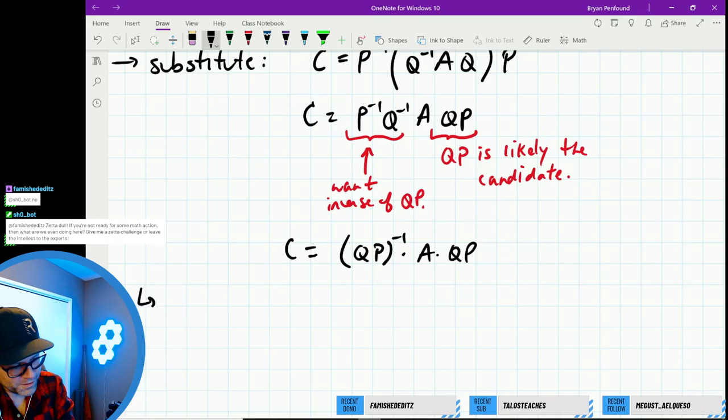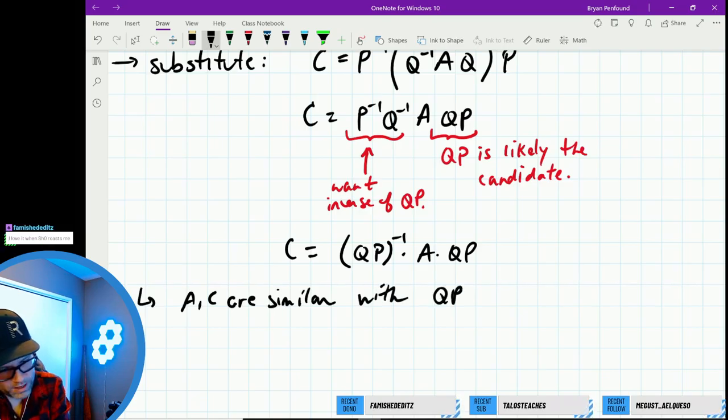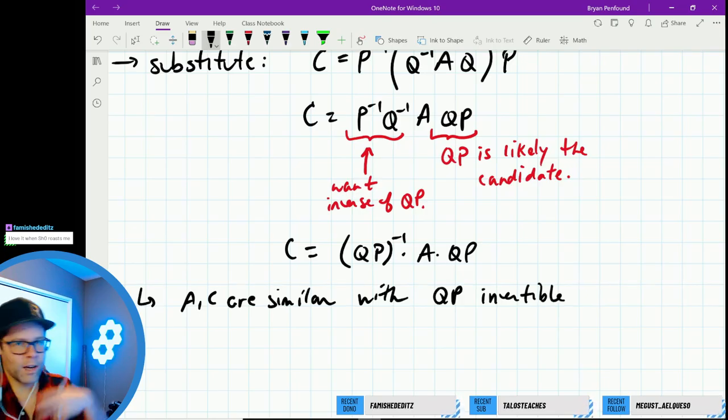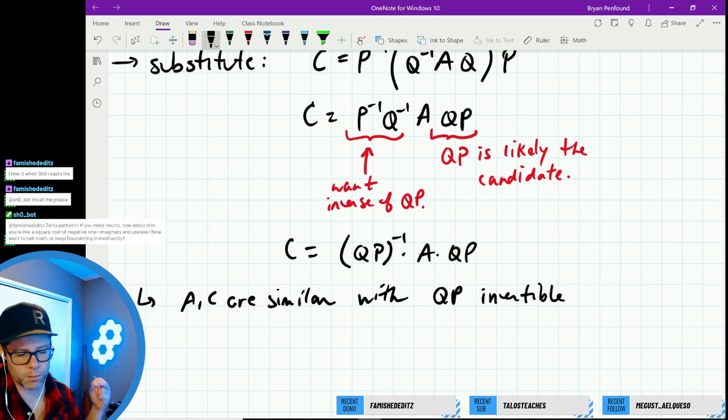All right, so there we go. So we have that A and C are similar with QP invertible. All right, so we know, again, that QP is invertible because it's a product of invertible matrices.